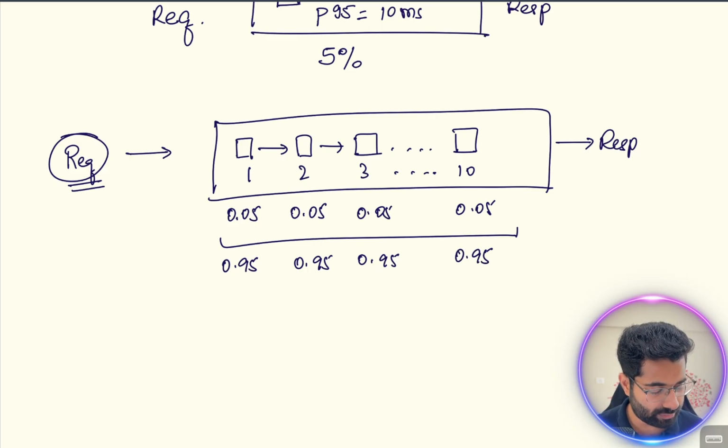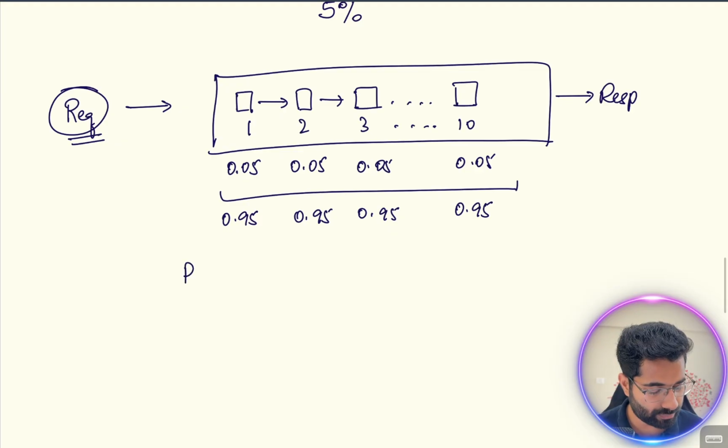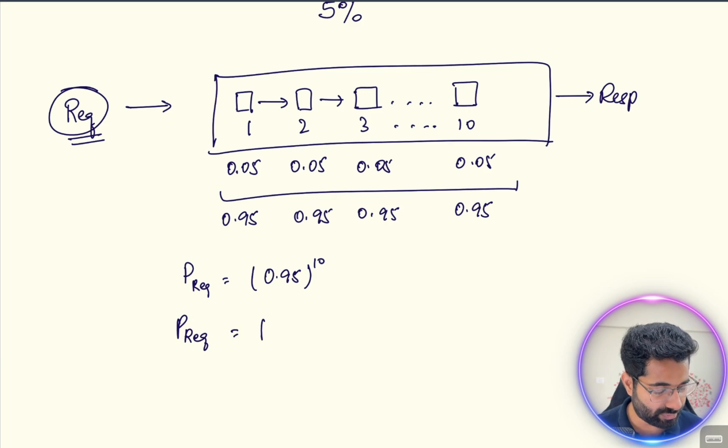So what is the probability of this request not hitting any of the tail latencies for any of the microservices? 0.95 to the power 10, 0.95 into 0.95 into 0.95. Okay, so the probability of this request hitting at least one is 1 minus 0.95 to the power 10, which is approximately equal to 40%.